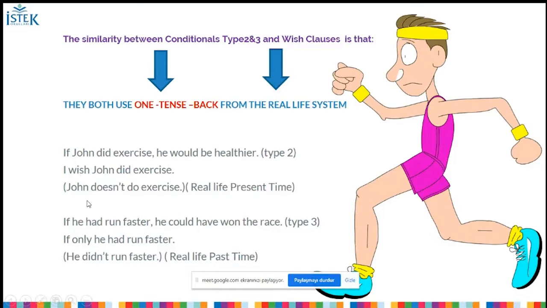Let's have a look at the questions and examples here. If John did exercise, he would be healthier. This is type 2. We can also say, I wish John did exercise. Does John do exercise? No, he doesn't do exercise. This is the real life present time.